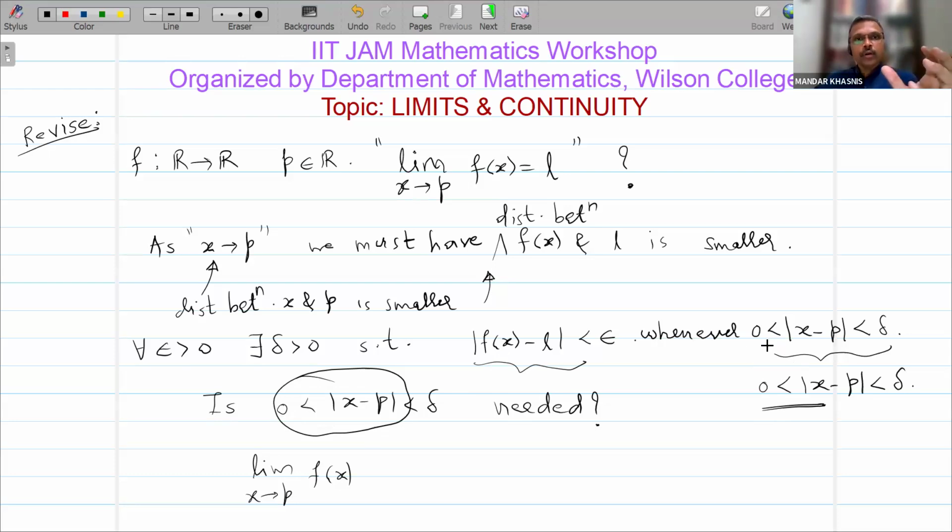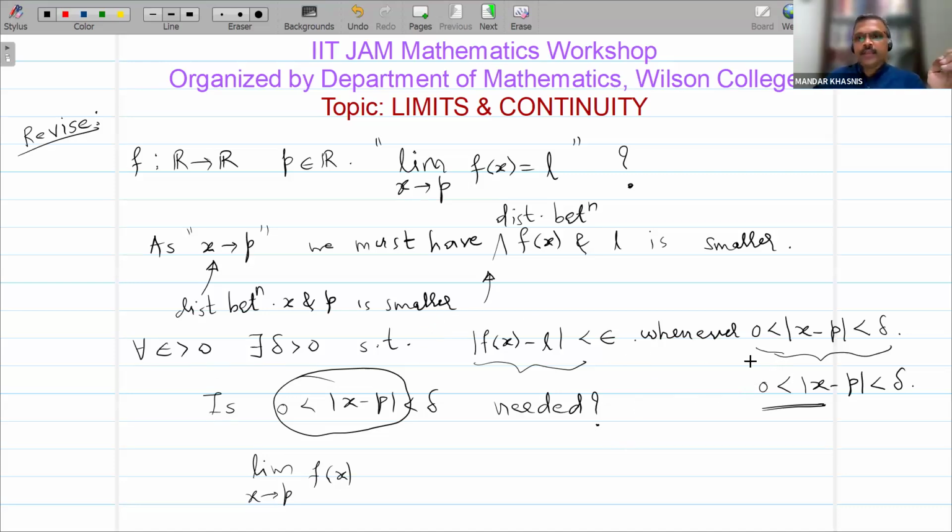Whereas we want a definition which is most general. We would like to cover all those cases also where f of p is not even defined. Still, we are interested to talk about the limit, and hence it is necessary to have a broader definition. Otherwise, the definition will not even be applicable in the cases where f of p is not defined. We don't want that to happen. You understood this small point? Yes. Very nice. Good.